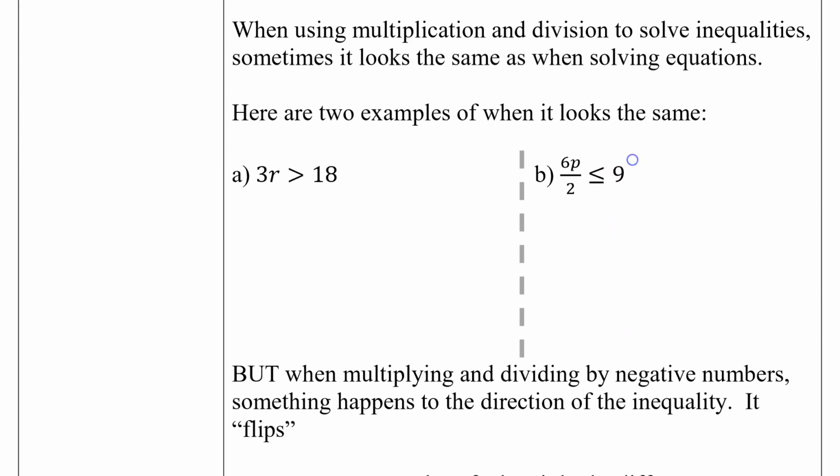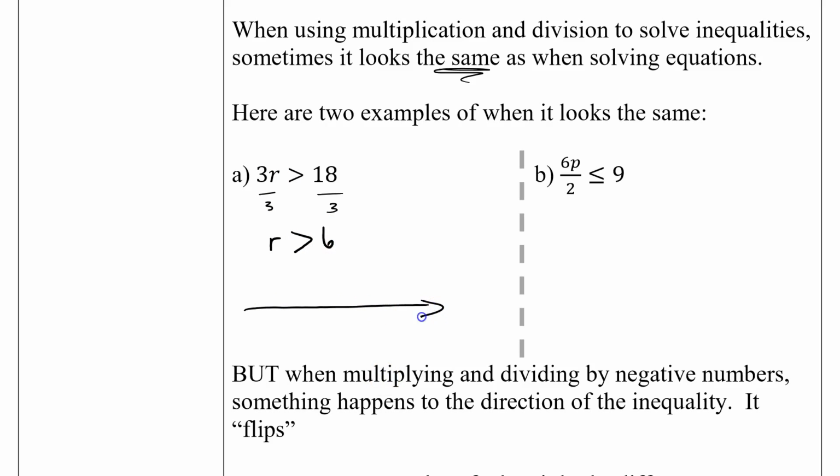When using multiplication and division to solve inequalities, sometimes it looks the same as solving equations. So here are two examples of when it looks the same. You see here 3r is greater than 18. What we want to do is divide both sides by 3 because we want to isolate that r. r is greater than 6.